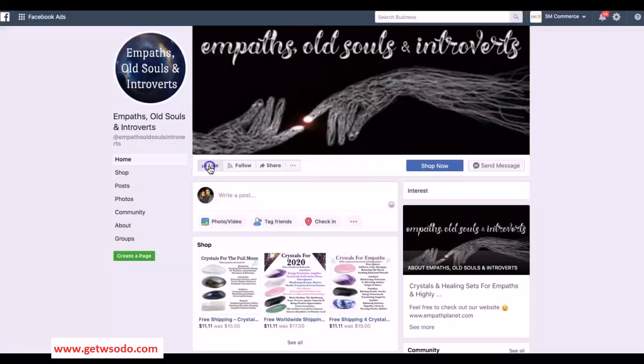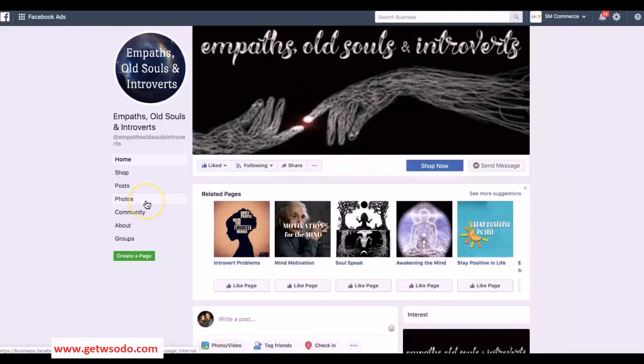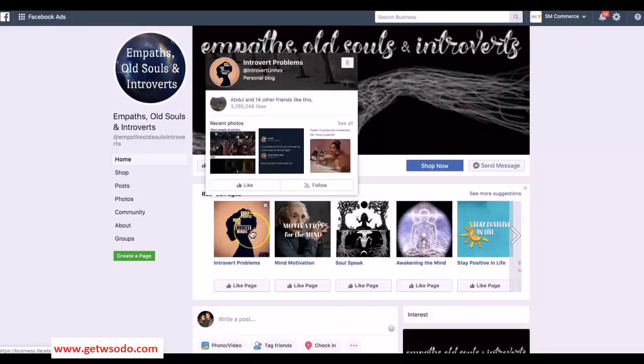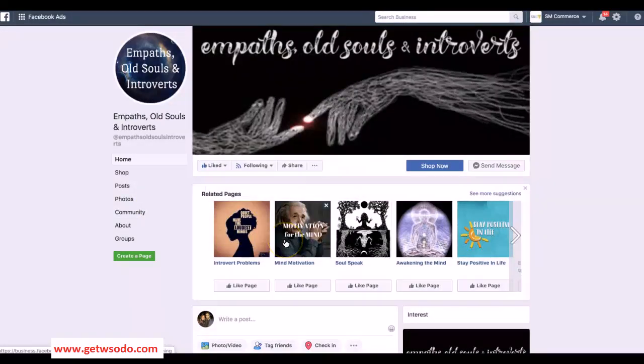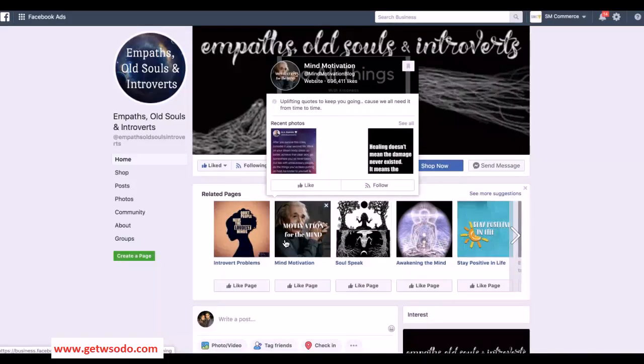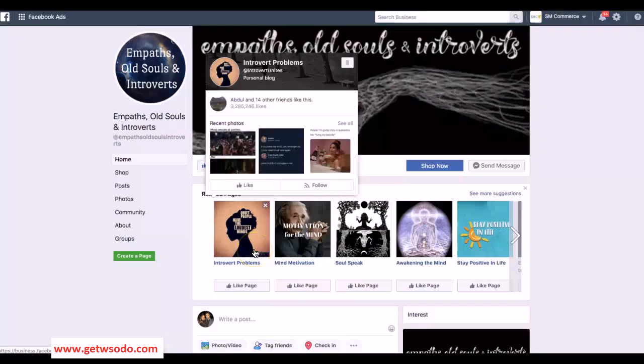But the other way I would do this is when you like the page, and this works in most countries, I think there's a few countries where maybe it doesn't. When you like a page, it also gives you related pages as well. So if you hover over them, you get an idea of how many likes, which is the main thing I'm looking at. So 697k, 3.2 million.